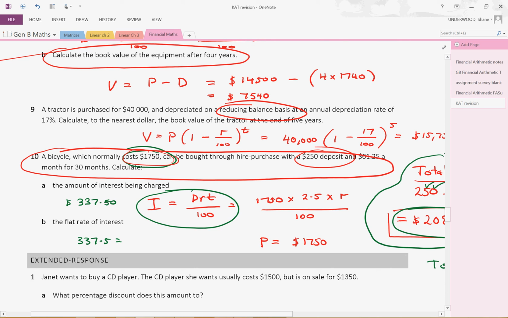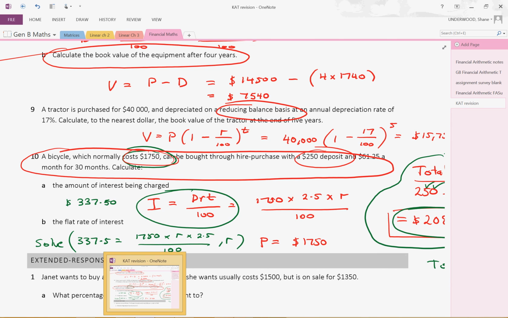And then once I have that, I can then use it in this formula, ladies and gentlemen. 337.5 is equal to 1750 times the rate, which we've got to work out. We don't know that yet. Times the time, 30 months is 2.5 years, over 100. And we're solving that with respect to R, aren't we? Now let's have a go at that.